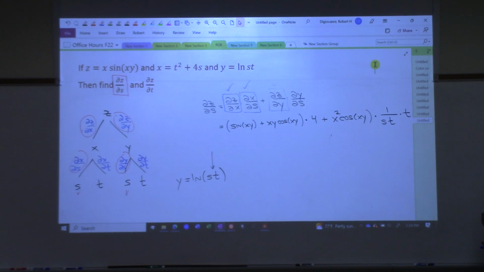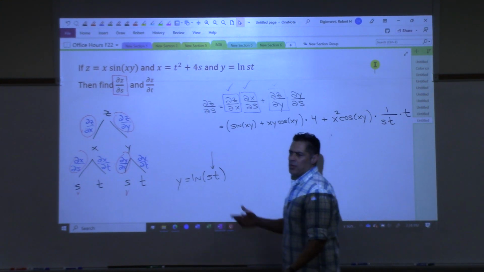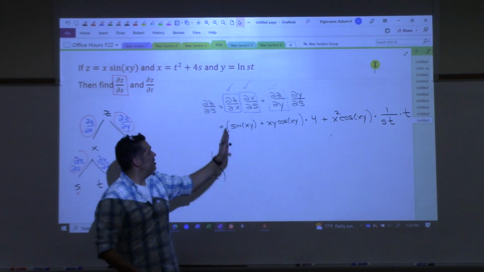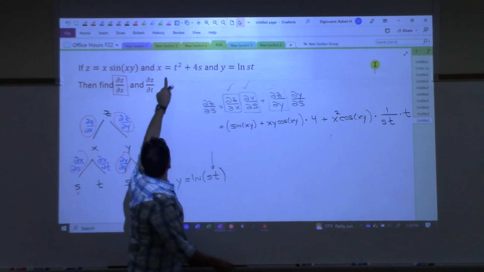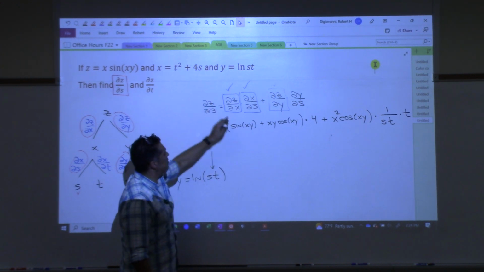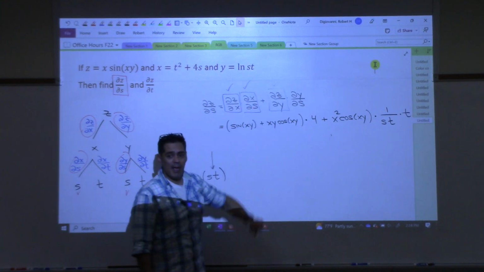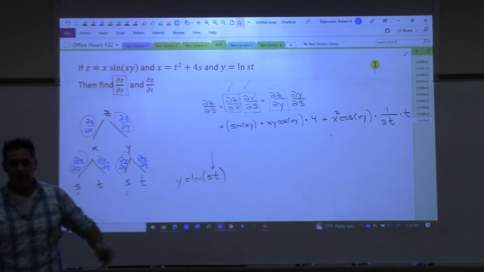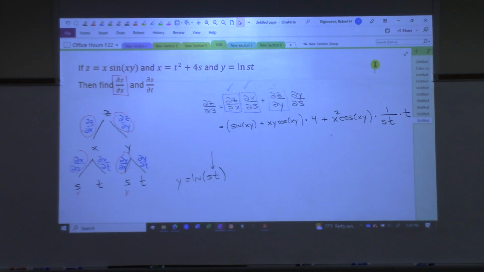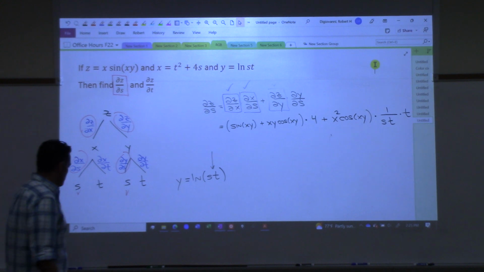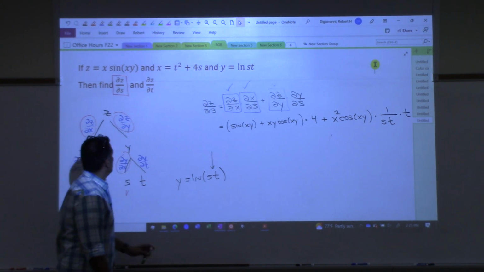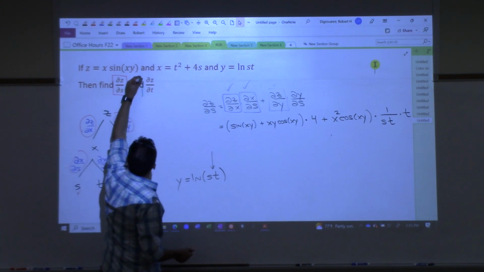Can we just get 1 over s then? Yeah, you just go 1 over s. And now you could go back and replace all your x's with t squared plus 4s, and you could replace all your y's with natural log of st. And then what you would have is an expression that has s's and t's in it, right? That's only one of the partials. There's 2 of them. The other partial is to get this one here.